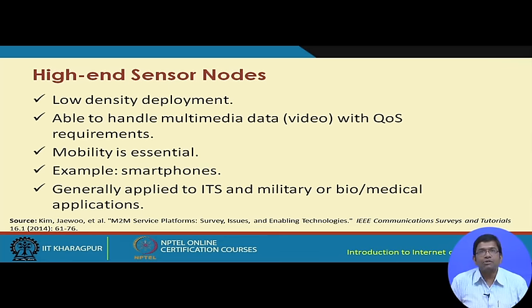High end sensor nodes have low density of deployment. They are able to handle multimedia data or video with quality of service, sometimes even offering quality of service guarantees. Mobility is essential for these nodes. These are full fledged nodes with a lot of different capabilities including mobility. Smartphones are good examples of these types of nodes. These nodes are typically used for military or biomedical applications.